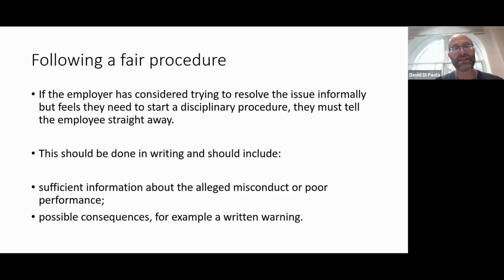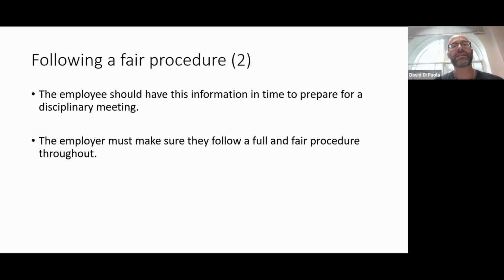If we look at the next slide, Natasha, thanks. Yes, if you're going to take disciplinary action against the employee, very important, the employee should have information and time to prepare for the disciplinary meeting. It would not be fair and appropriate to write to an employee today and say that you've been bullying and harassing a colleague, we want a disciplinary hearing tomorrow. That would not give the employee sufficient time. It would probably be more appropriate to deal with that following fair procedures.